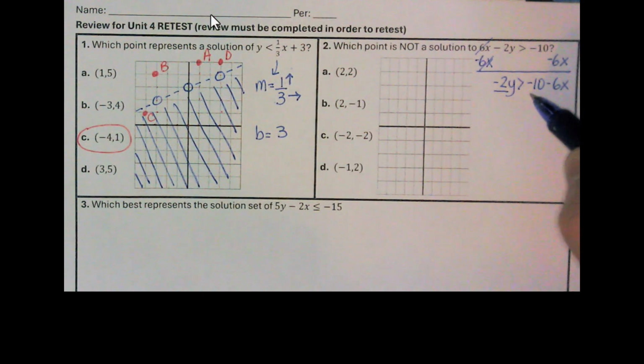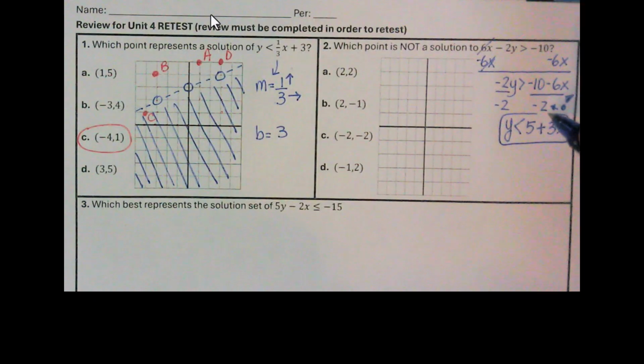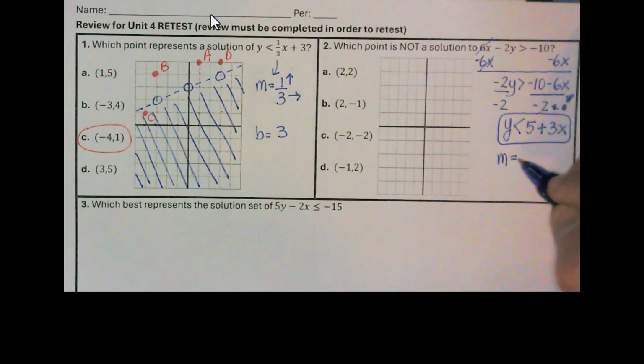Then we're going to divide both sides by negative 2. And remember, when I divide by a negative number, there is a very important rule of inequalities: the inequality symbol will flip. Negative 10 divided by negative 2 is positive 5. And then negative 6 divided by negative 2 is positive 3. So that means my y is by itself. So we have our slope, which is the number with x, which is 3. Now, because it's not a fraction, we're going to add a 1 underneath. And then the b is the number without x, so this would be 5.